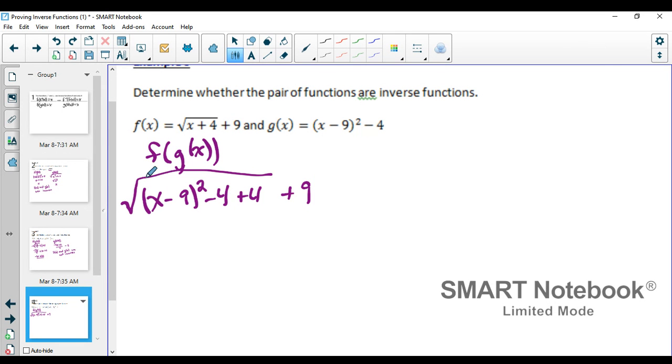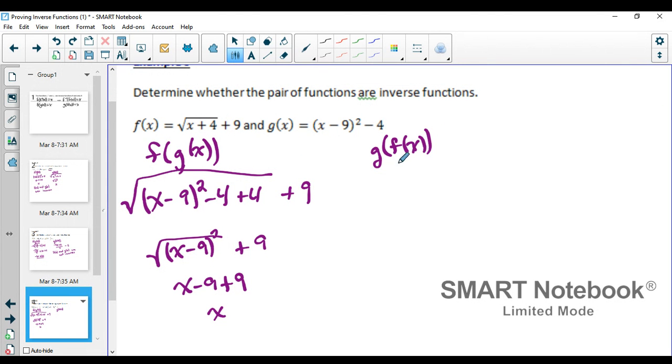So start simplifying under here what we can. So we have minus 4 and positive 4, so those are going to go away. So we have x minus 9 squared, still underneath the square root sign, plus 9. And then we have the square root of a square, so remember those cancel. So we're left with x minus 9 plus 9, and then negative 9 and positive 9 cancel, and we're left with just x. So far, all of this simplified to x, but now we also have to check g of f of x.